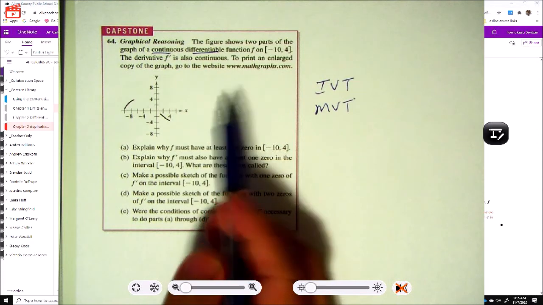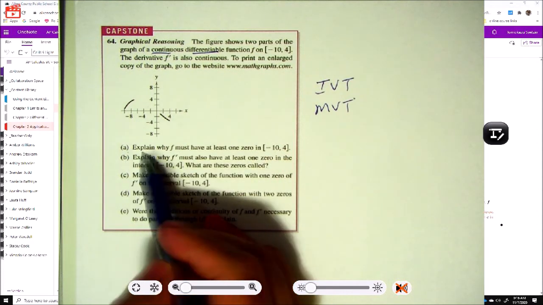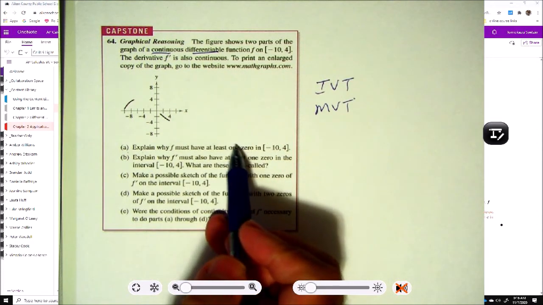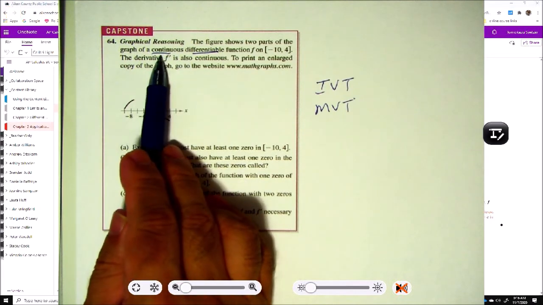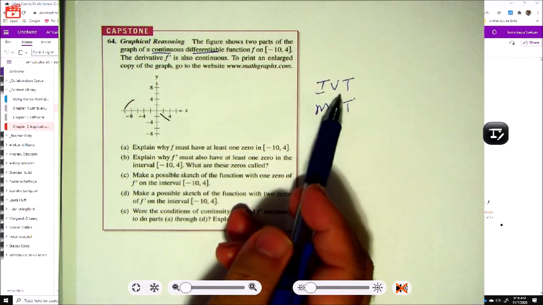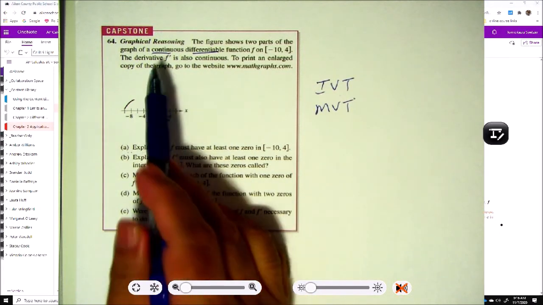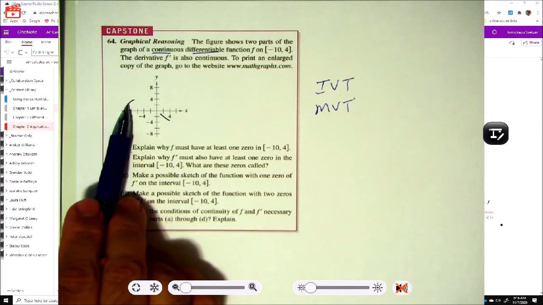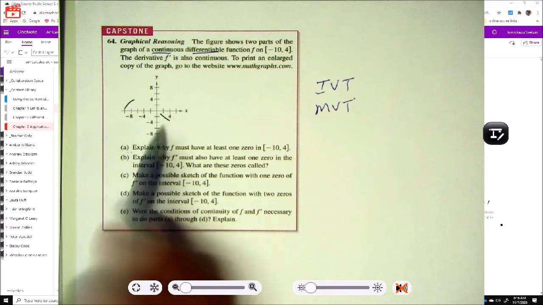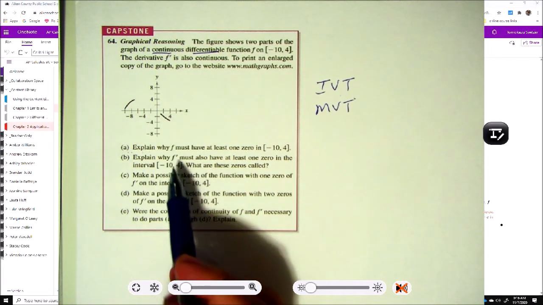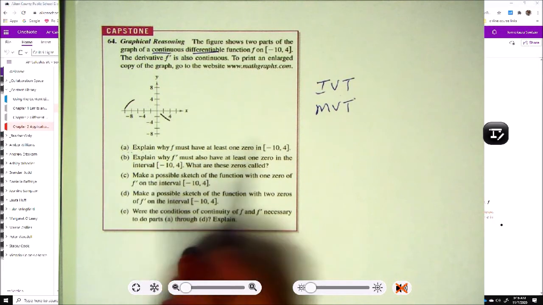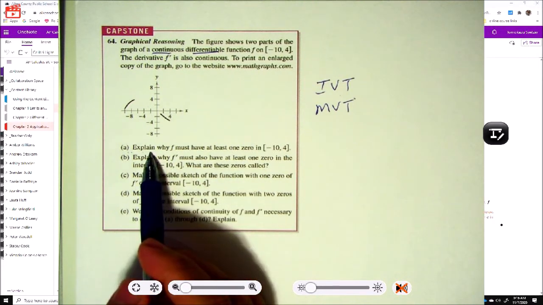That's all. All right. So part A, explain why f must have at least one zero. You're told that it's continuous. Continuity is enough for the intermediate value theorem. So by the intermediate value theorem, because it's continuous, and there's a positive y value and a negative y value, there must be at least one zero. All right. So that's A.